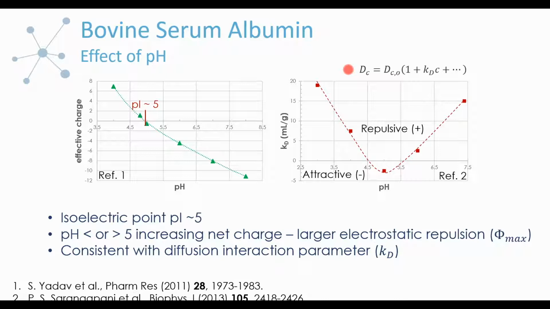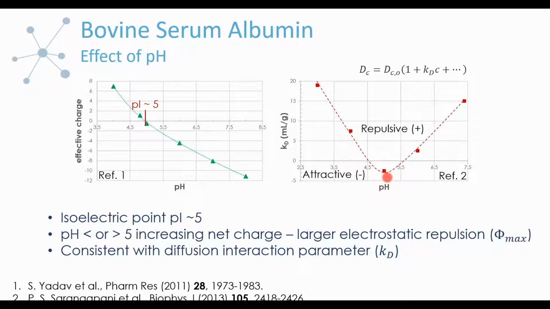I'll also point out that this parameter is defined for what's referred to as collective or mutual diffusion, because there are actually different types of diffusion. Another option is the self-diffusion, but this is for collective diffusion. The general understanding is that when this parameter is positive, the dominant interaction is repulsive. And when this parameter goes negative, the dominant interactions are attractive.